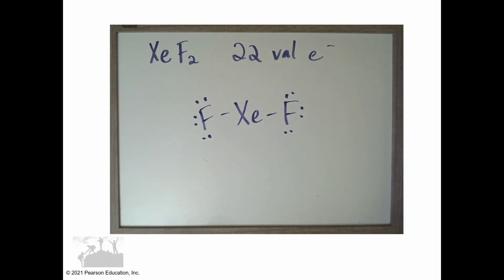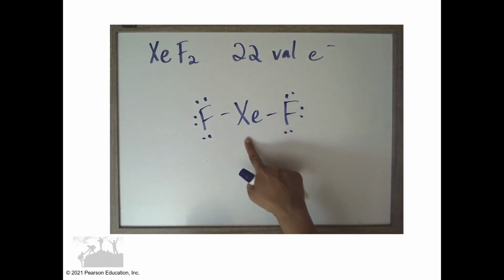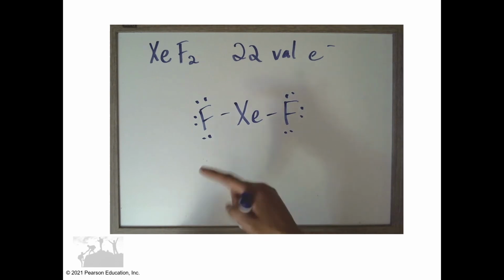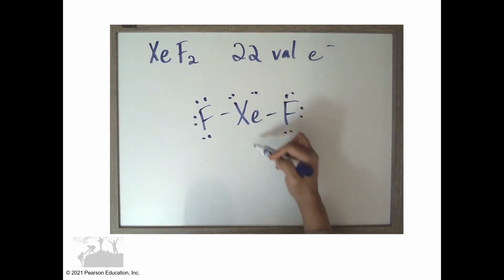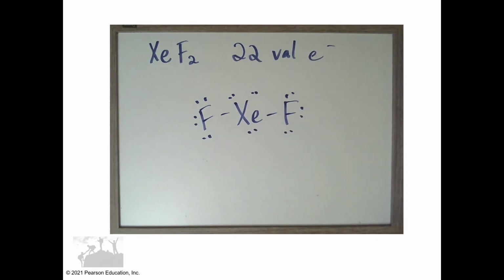What are we going to do with the rest? We got to add them to our central atom. So that was 16. We need 6 more. 18, 20, 22. This is our Lewis structure for XeF2. If you find Xe on the periodic table, it is below period 3, so that's why it can have an expanded octet.